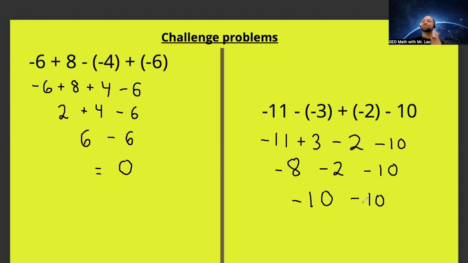What do we do when the signs are the same? We add the numbers and use the sign. 10 plus 10 is 20, and we're going to use the sign. Final answer, negative 20. Wow, that's a lot right there.